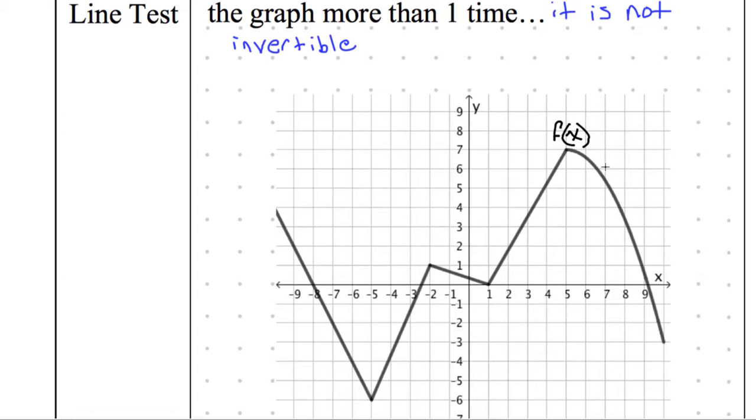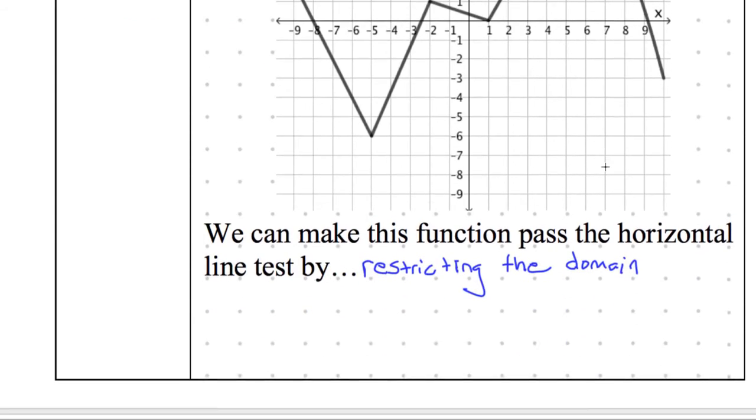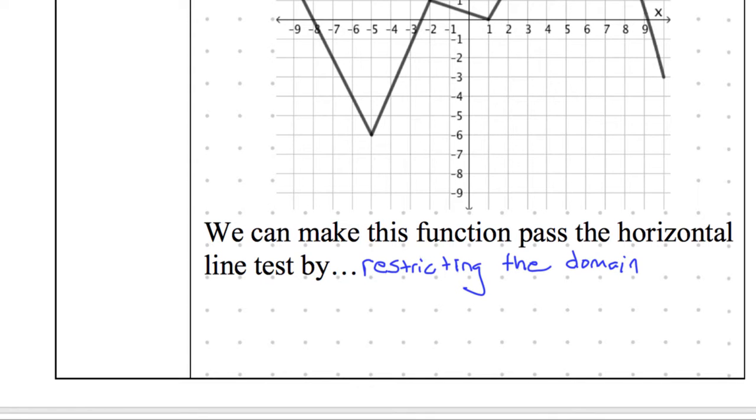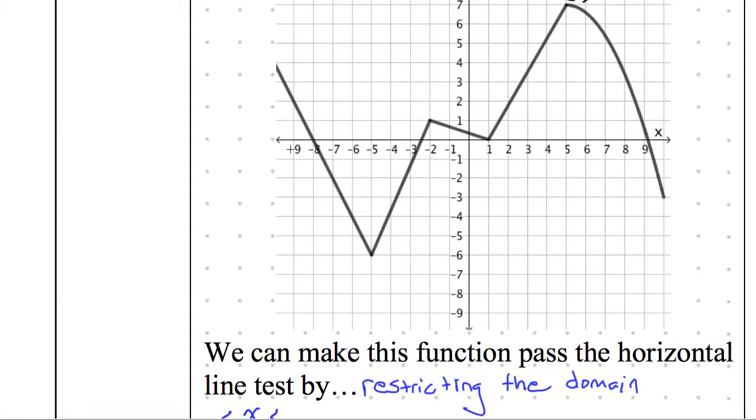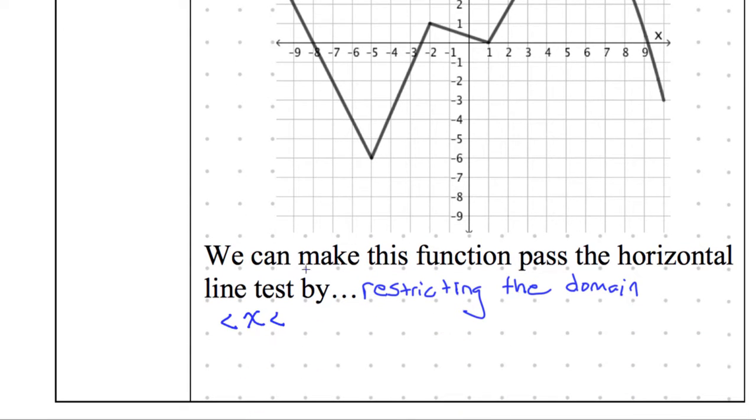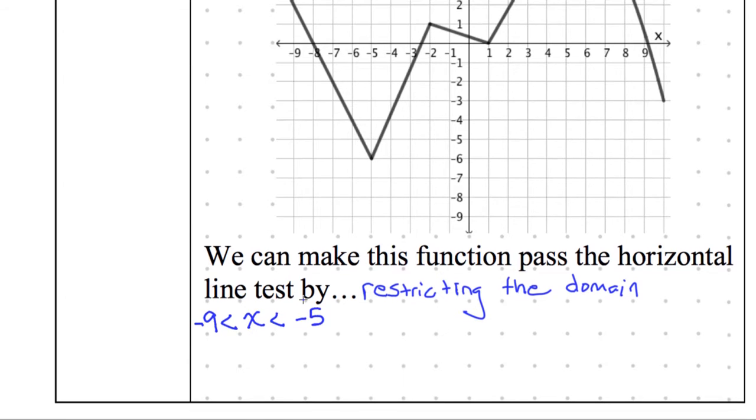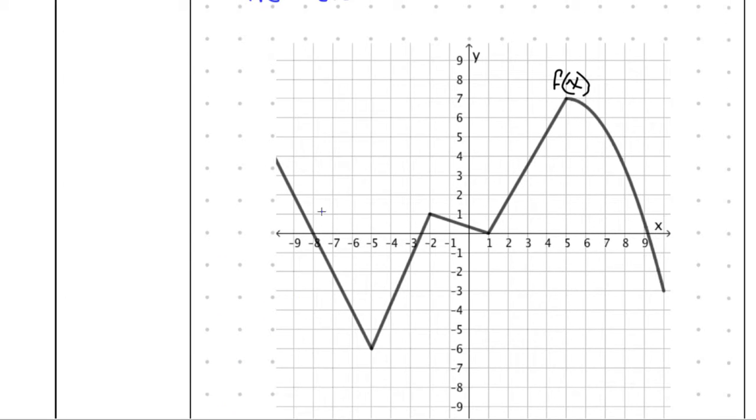If this is the function of f of x, then I can restrict f of x by saying x has to be between these values. For example, x has to be between -9 and -5. If I restrict it to this domain, it is now invertible because what I've done by restricting it is I've cut off everything past -5.